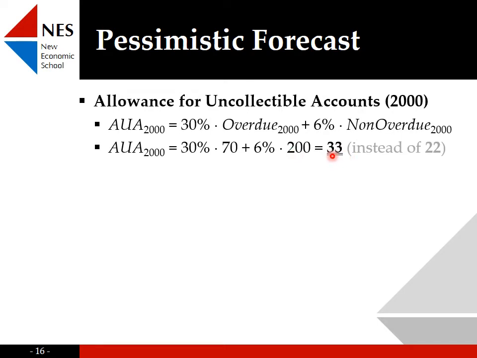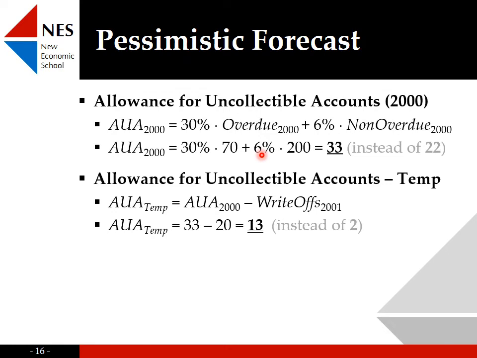Remember that initially in the base case the allowance at the end of 2000 was 22. Now it is 33, which is 1.5 times 22. That is rather natural, given that we have increased the percentages from 20 to 30 and from 4 to 6%.